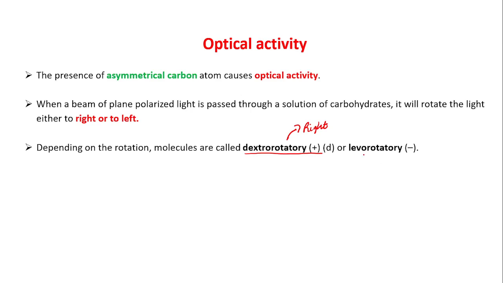Now, when a molecule rotates to the left, it is known as levorotatory. So levorotatory is the name which is given to the isomer which rotates to the left. That's why you are having D-glyceraldehyde, meaning it's rotated to the right, and L-glyceraldehyde because it's rotated to the left. And the reason is that this glyceraldehyde has a chiral carbon in it.